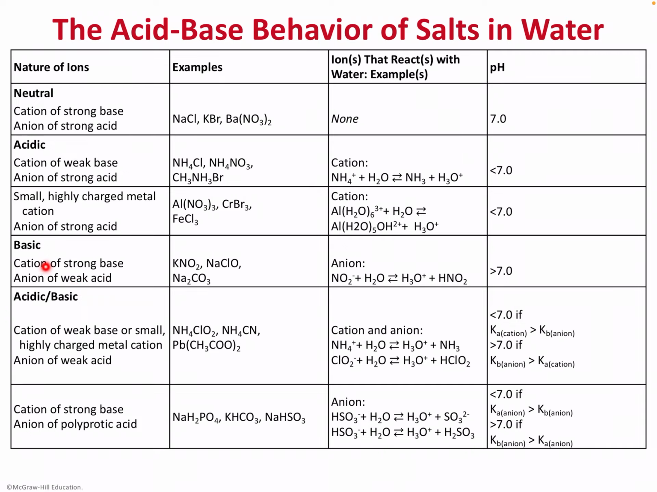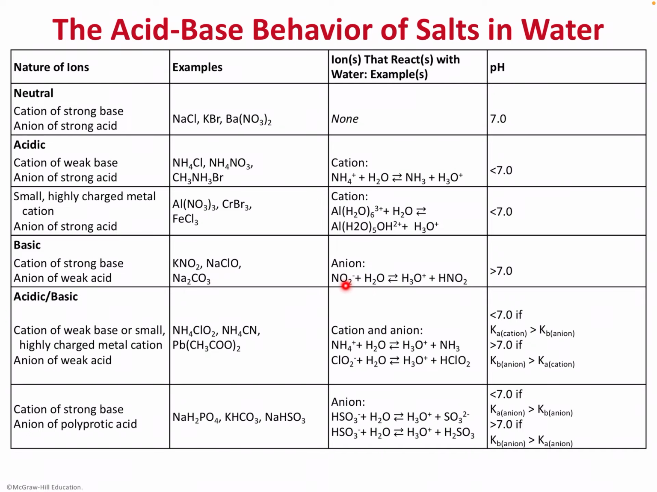A basic solution will be the result if you have a salt made up of a cation of a strong base and an anion of a weak acid, like potassium nitrite, sodium hypochlorite, sodium carbonate. Here these are all salts. Potassium, sodium, that is a cation of a strong base. They are not going to react with water, whereas these ones, nitrite, hypochlorite, carbonate, can react with water.